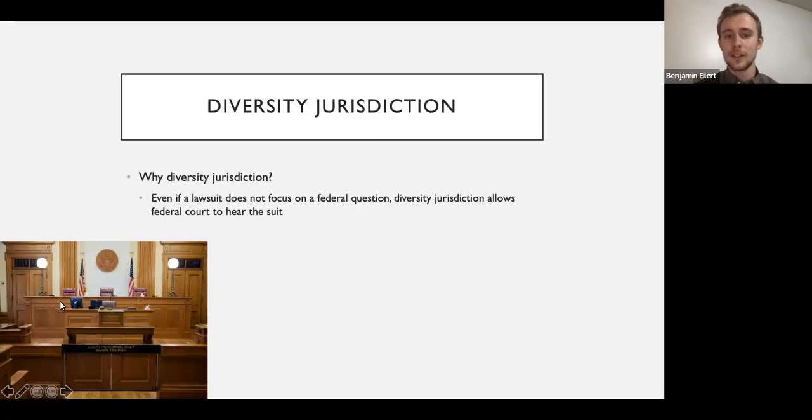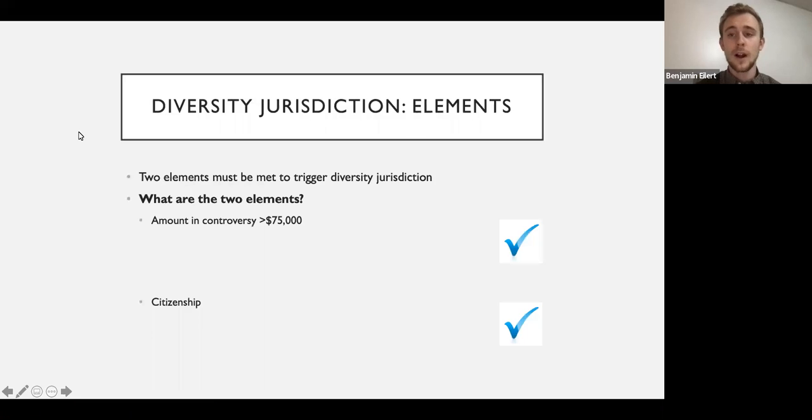What is diversity jurisdiction and why? Even if a lawsuit doesn't focus on a federal question, you can still have it heard by federal court, and diversity jurisdiction allows for just that. There are two elements that must be met. Both of them must be met. Do remember that to trigger diversity jurisdiction.